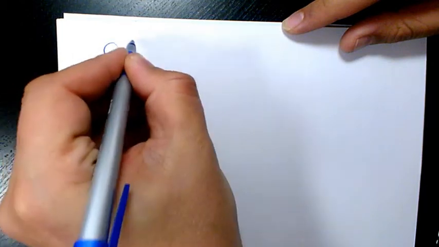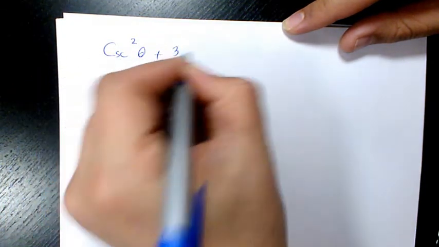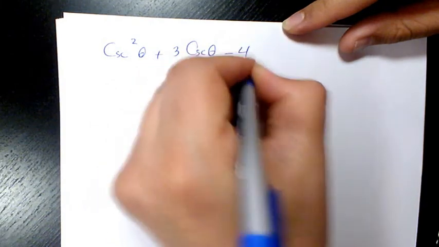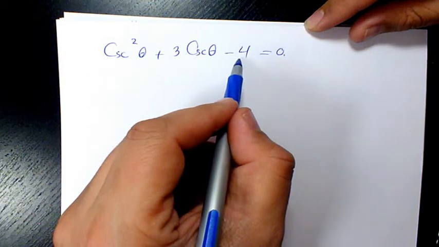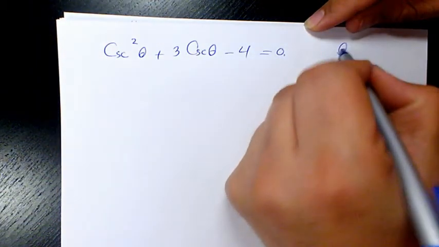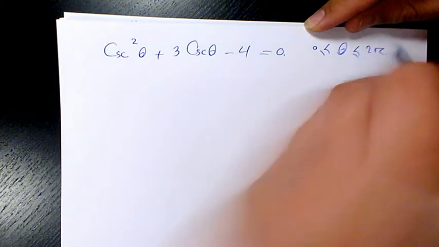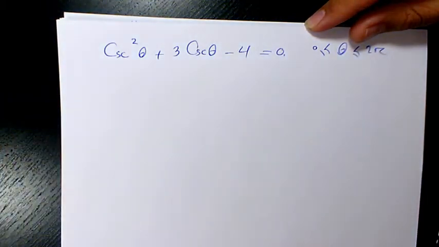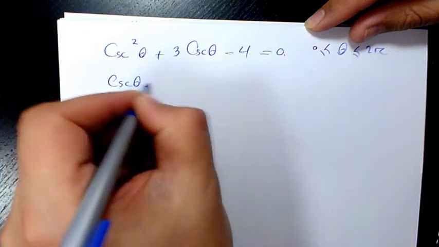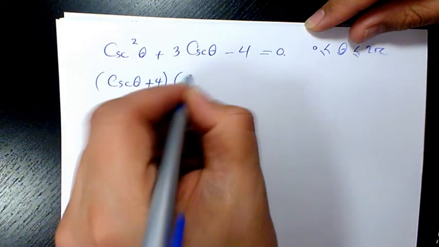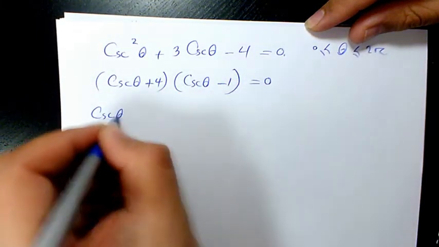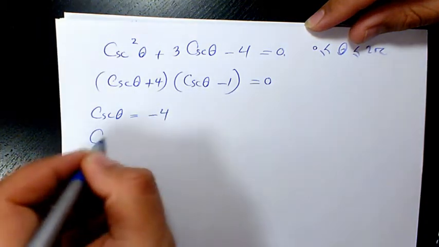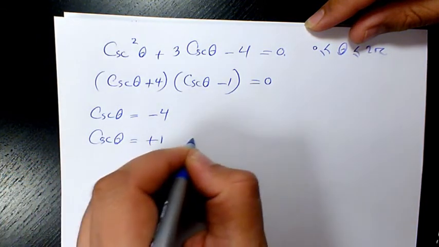Next example is cosecant squared theta plus 3 cosecant theta minus 4 equals 0. So we are looking for two numbers multiplied to -4 and add to 3, and theta is changing from 0 to 2 pi. So that's going to be 4 and -1, so cosecant theta plus 4 and cosecant theta minus 1. So it means that we have two answers. One of them cosecant theta equals -4, one of them cosecant theta equals +1.